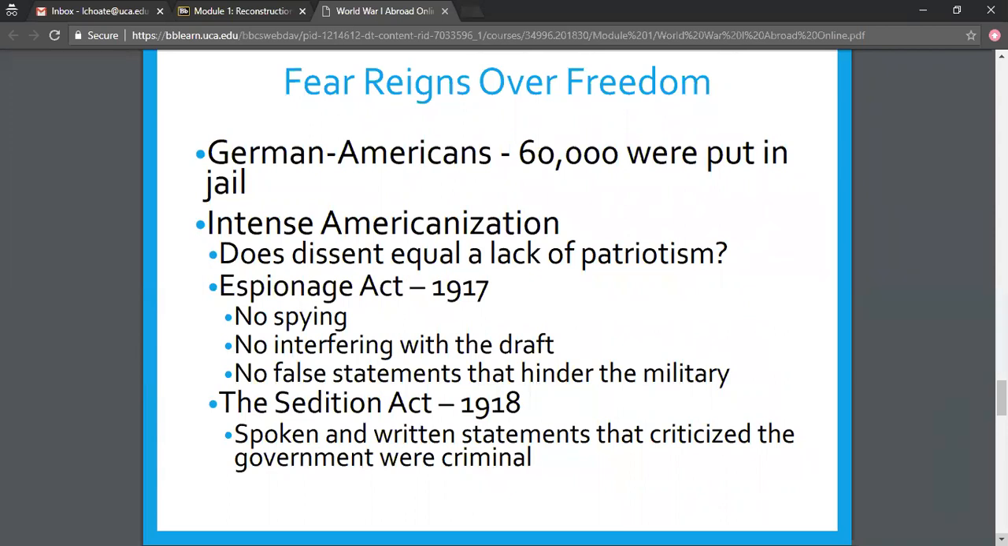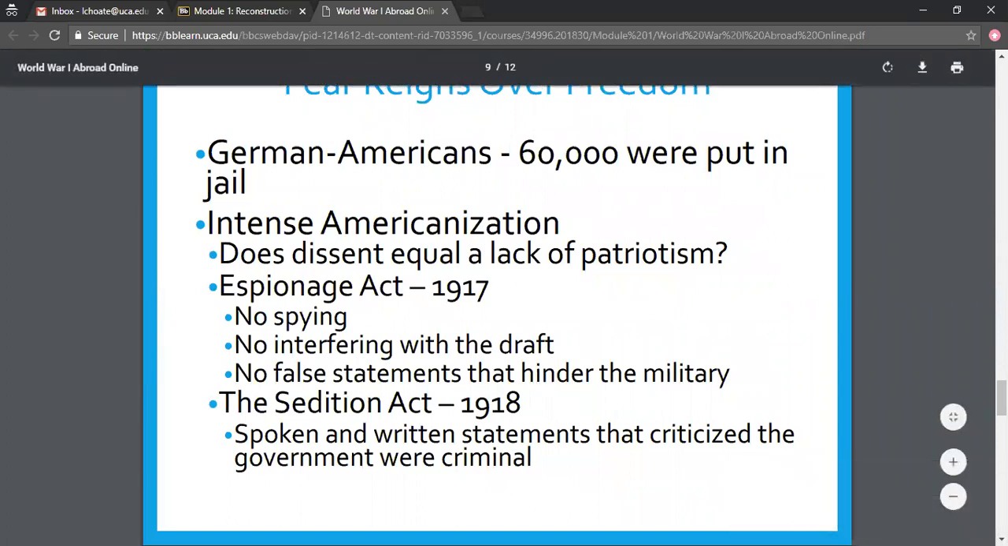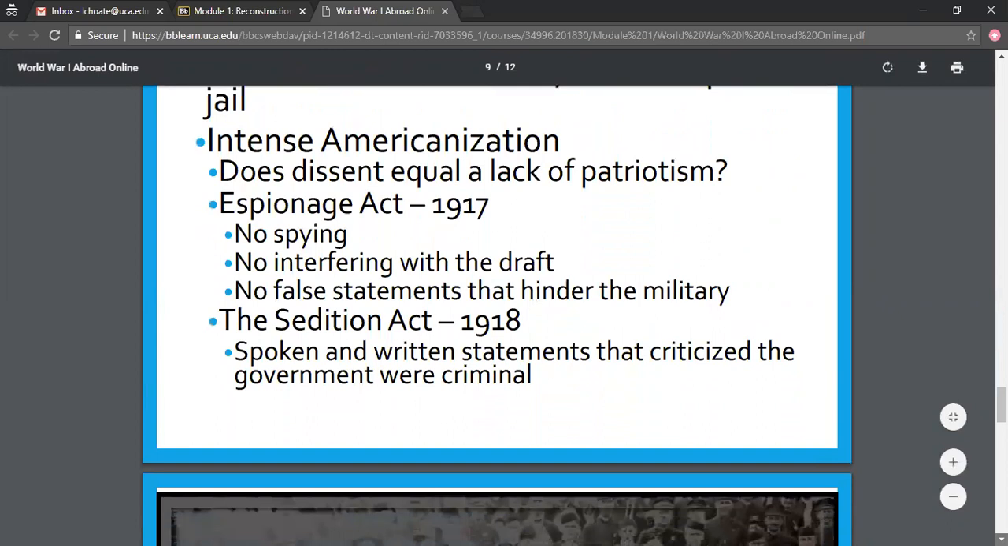This becomes even more intense when the Sedition Act is passed in 1918. It said that any spoken or written statement that criticized the government was a crime. And a lot of people were put in prison, some for 10, 12 years, just for making public speeches saying that the government had made the wrong decision in getting involved with the war. That's a very dangerous precedent to set because it inhibits free speech and it promotes the idea that if you don't agree with what your government has done, then you're a danger to the government. But this is going to be a rampant issue during World War I.